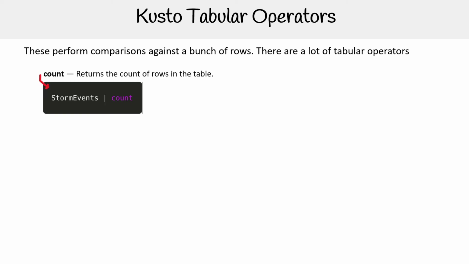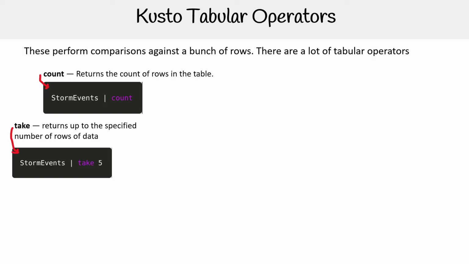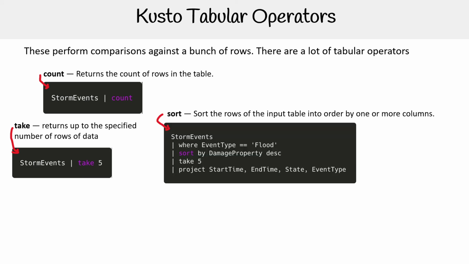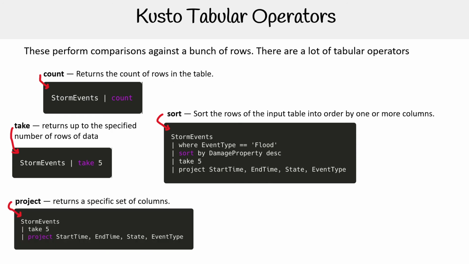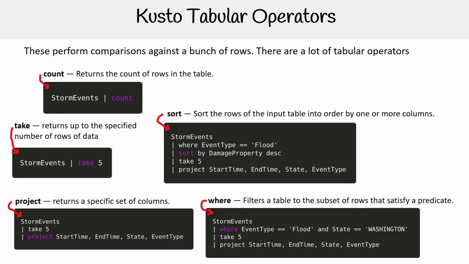So the first is count. This returns the count of rows in the table. Then you have take. This returns up to a specified number of rows of data. You have sort. This will take the rows of the input into the order by one or more columns. So you see by damage property descending. So it's just sort. Then you have project, which returns a specific set of columns, and where, which filters a table to a subset of rows that satisfy a predicate.